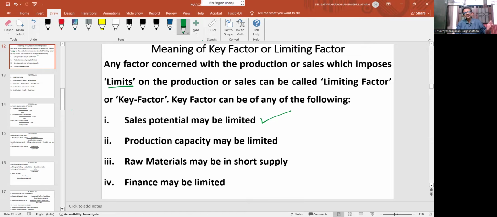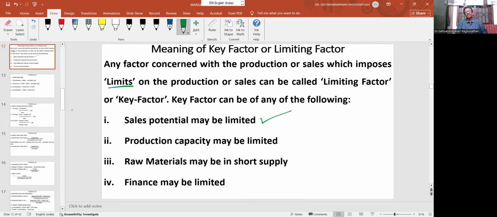If the raw materials are not in good condition or are in very short supply, if the machineries are not in good condition, if efficient employees are not working in the organization, these are all the problems, the reasons for which the production capacity may be limited. And then raw materials may be in short supply. There may be heavy demand for the product, but if the raw materials are in very short supply, how can you meet the demand of the consumer? It is highly impossible.